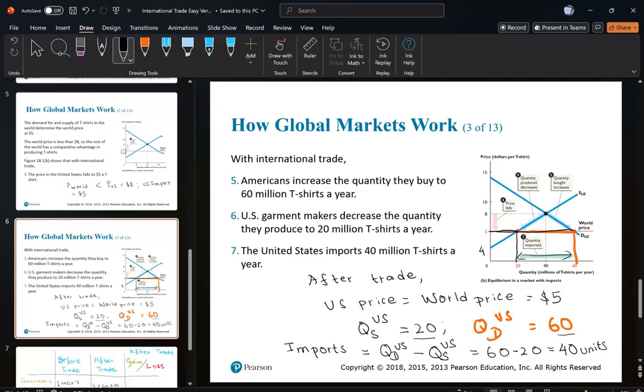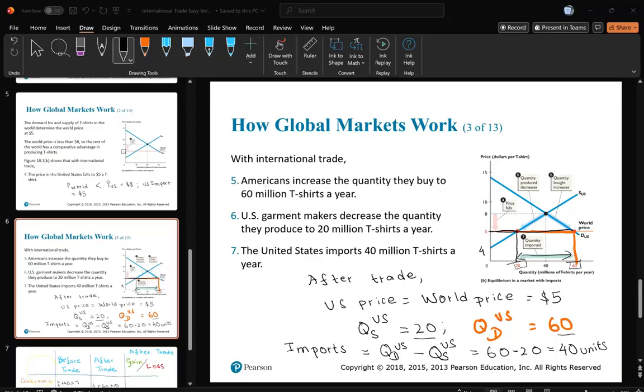The new quantity supplied in the US is equal to 20 units. This is where $5 is touching the supply curve. And the new quantity demanded in the US is 60 units. This is where $5 touches the demand curve. Now the imports equal the quantity demanded in the US, from that we subtract the quantity supplied in the US, that is 40 units.